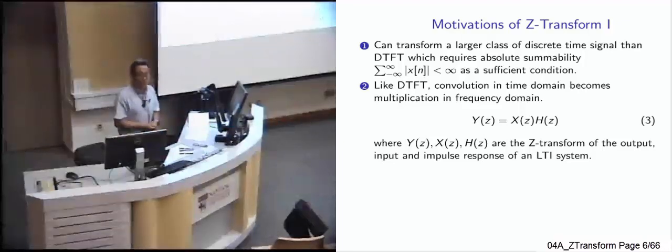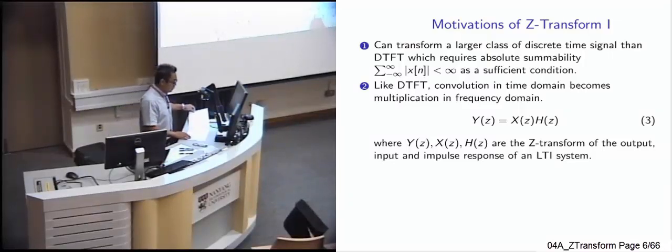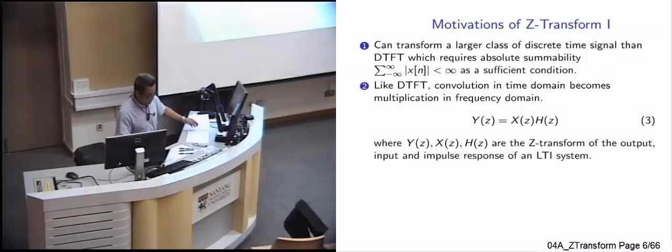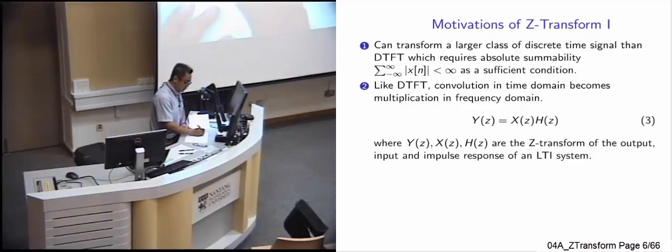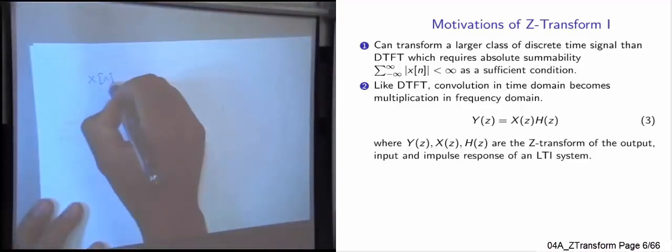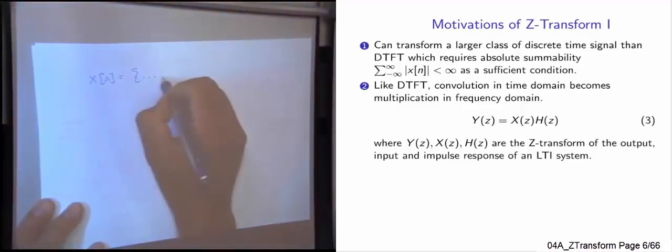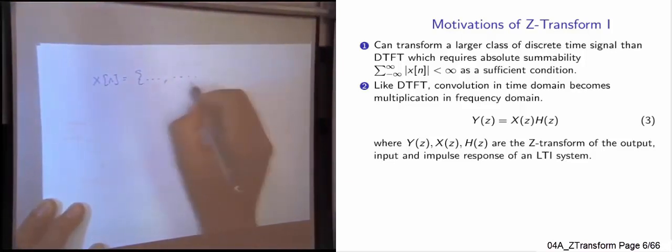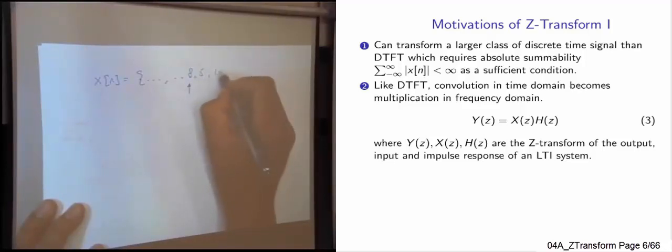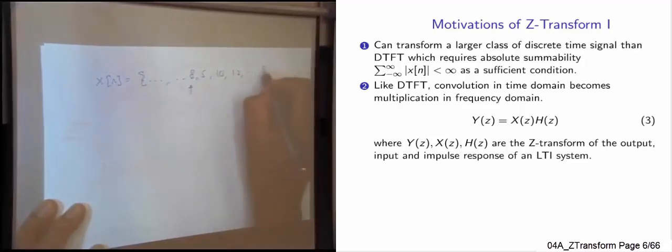All right. Now, why do we bother to have another transform? The reason is that we know that in the DTFT, if the sequence is not absolutely summable, then we have a problem. So when we say x of n, and we have a sequence of numbers, and it goes on forever, maybe this is 8, this is 5, and then this is a number, and 10, and 12, and so on.